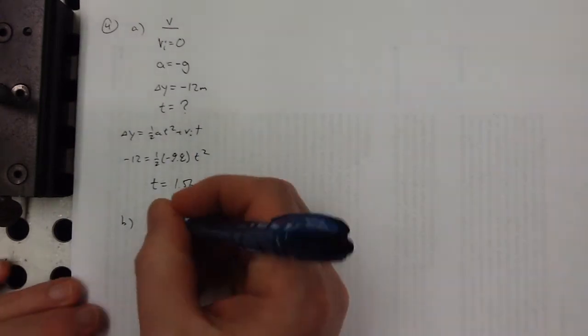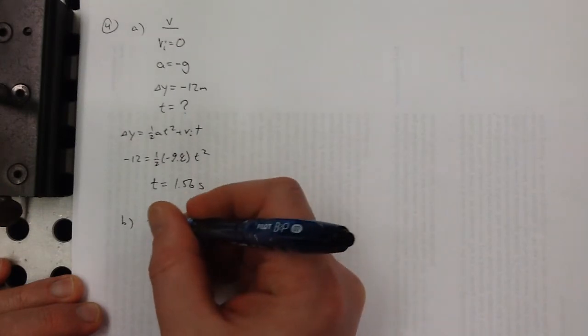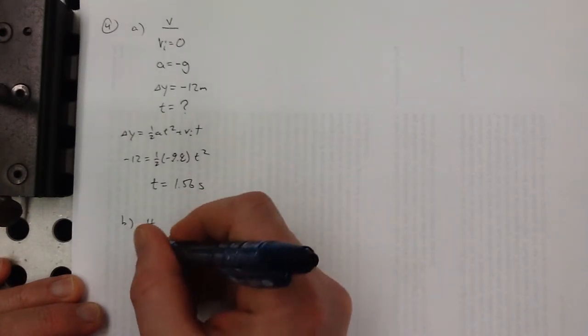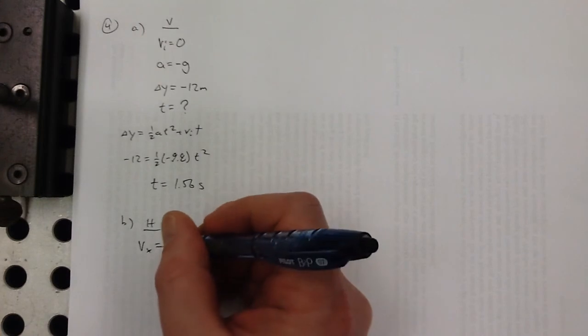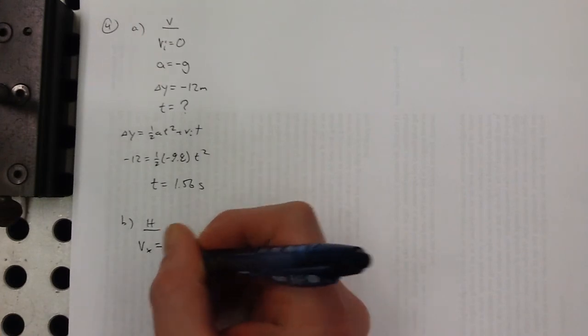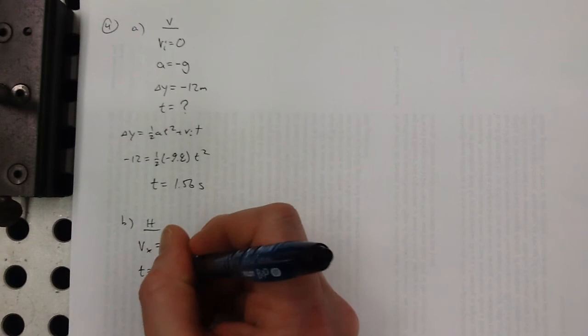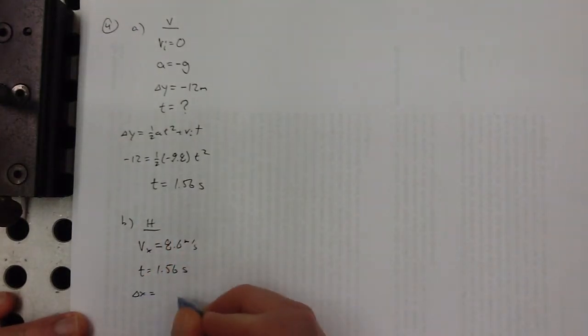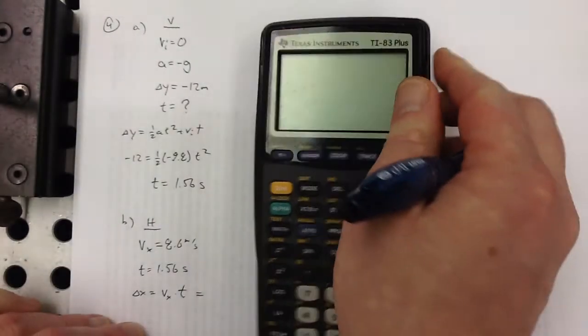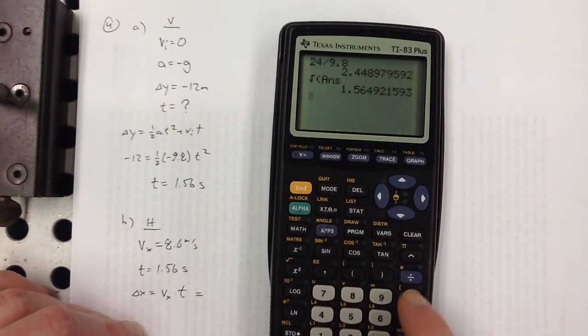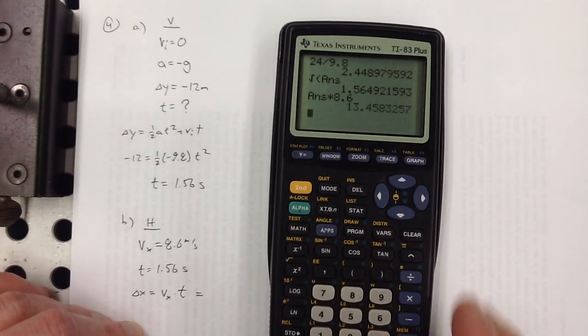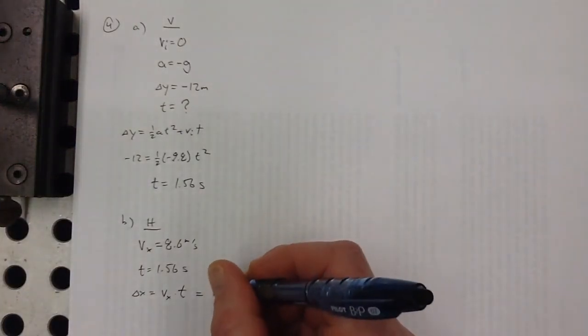Part B. How far from the cliff will he strike the surface of the water? Well, in the horizontal direction, his horizontal velocity is 8.6 meters per second, and he's going to be going that fast for 1.56 seconds before he hits the water. So his displacement is just the product of those, times 8.6, about 13.5 meters.